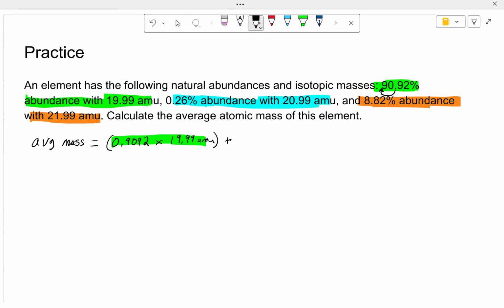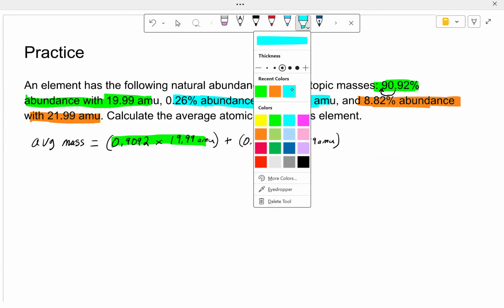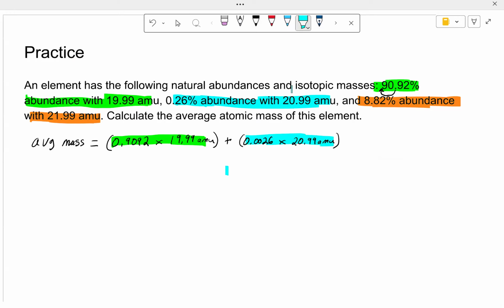I'm going to add that to the next term. 0.0026 times the atomic mass of that isotope. That's the blue data. And then finally do that for the third isotope. 0.0882 times its atomic mass. That's the orange data.